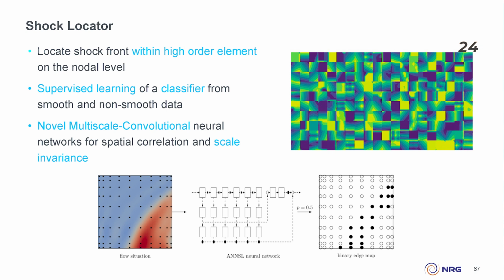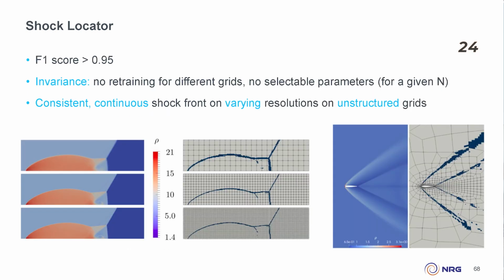The training goes like this. We input our solution in a grid element. That's just a visualization of what this looks like. And the output of the training is this specification of where in each element the shock is located. The black degrees of freedom, these are the individual degrees of freedom in each element, are flagged by our machine learning algorithm, telling us, I have detected that there is a shock in this element and precisely where in this element it's located. And this works very nicely.